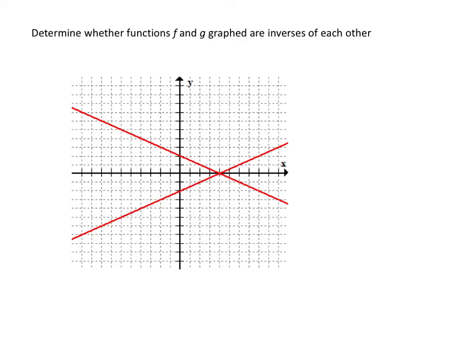You can actually determine whether or not graphs are inverses of each other by looking at the line y equals x. It's a little bit hard to draw on an iPad. But if the two graphs are a reflection over this line, they are inverses of each other. This particular one, they are not inverses.